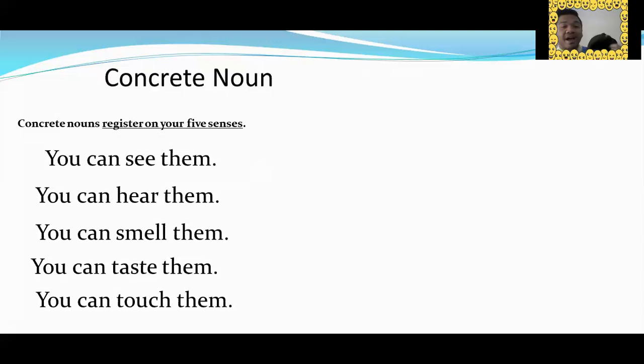Okay, so I can see this. So this is an example of a concrete noun. I can see, I can't hear, but I can smell, I can taste, and I'm touching it now. So anything that you see, you touch, you smell, is an example of concrete nouns.